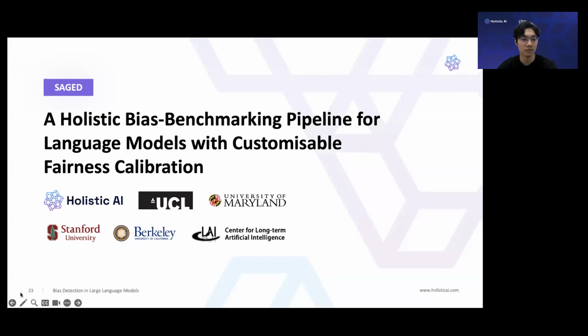Thank you, Zekwan. I'll be introducing SAGE, a project aimed at providing a highly flexible and robust pipeline for bias detection for open-ended generation tasks. This project is a result of wonderful collaboration among Holistic AI and students and researchers from Stanford, UCL, UC Berkeley, and Maryland. Their exceptional contributions have made this project possible.